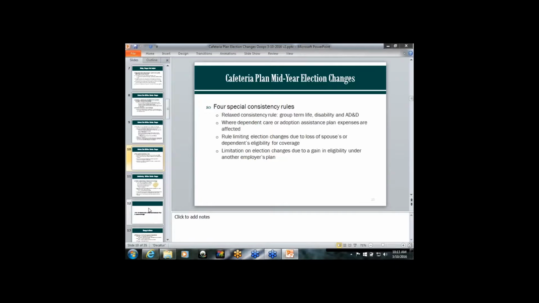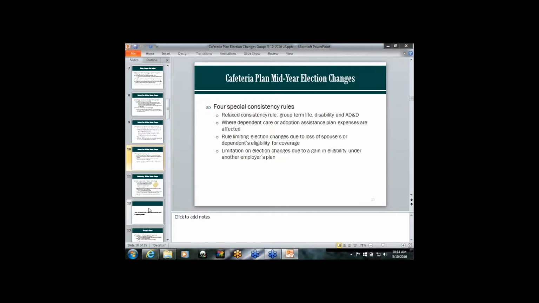The next is dependent care adoption. Generally, a change can be made if it's going to affect a tax application. So the example there would be maybe someone is having dependent care taken out and their child turns 13 in the middle of the year. Well, once they turn 13, we know that we can't use that dependent care anymore, so that would be a reason or a special reason to make a change.